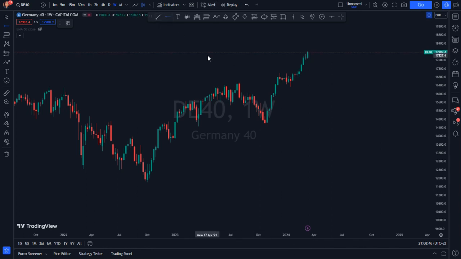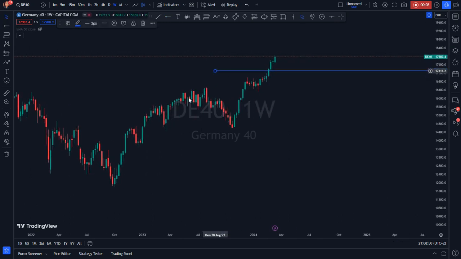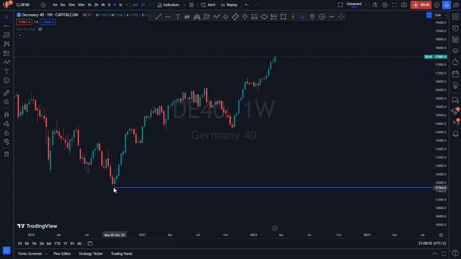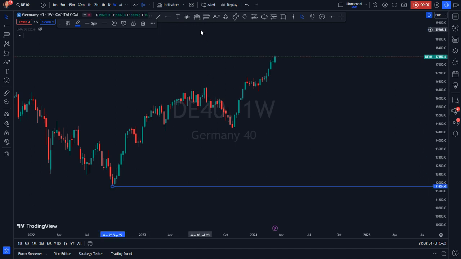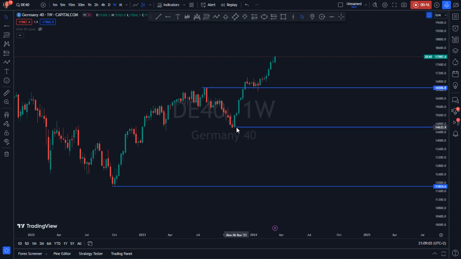Okay, this is German 40, guys. German 40 looks like this. We're going to have impulsive, and then we have this correction, and then currently the market is in an impulsive phase. Currently the market is in an impulsive phase.